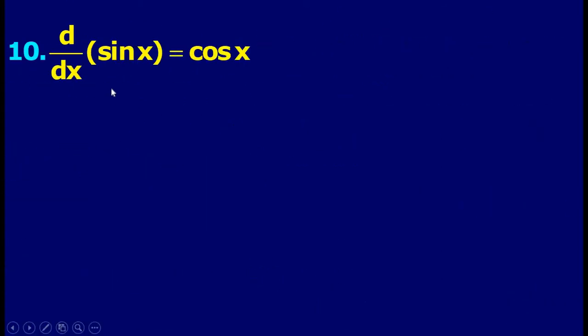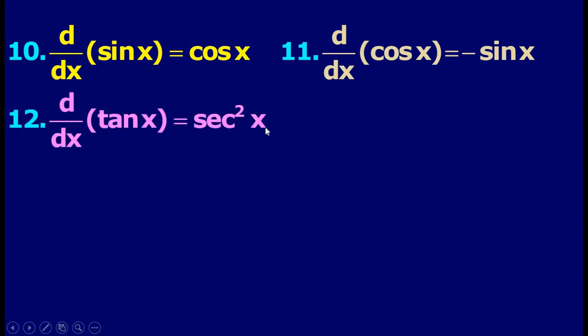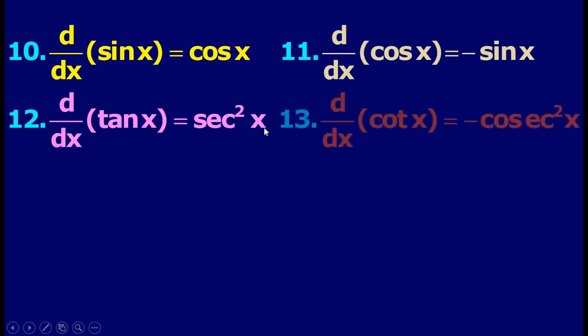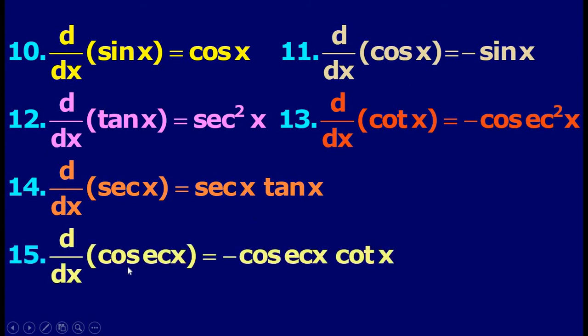So next it is differentiation of trigonometric function. So differentiation of sin x is cos x, and differentiation of cos x is minus sin x. And differentiation of tan x is secant square x, and differentiation of cot x is minus cosecant square x. Then differentiation of secant x is secant x into tan x, and differentiation of cosecant x is minus cosecant x into cot x.